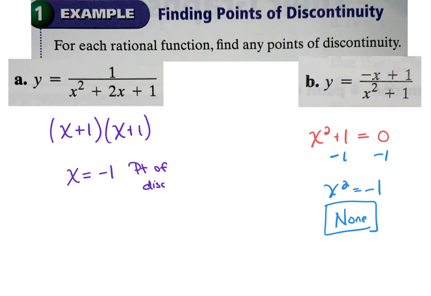All right? When it asks for points of discontinuity, that's what it's asking for. Where is there going to be a possible break in this graph? So go ahead and try those 3, A, B, and C.